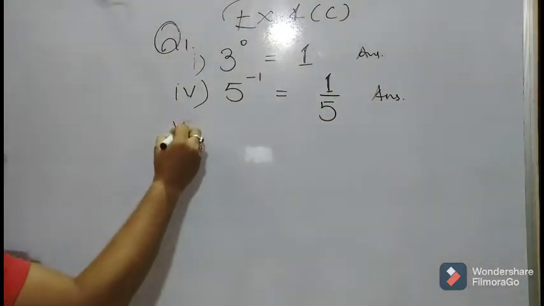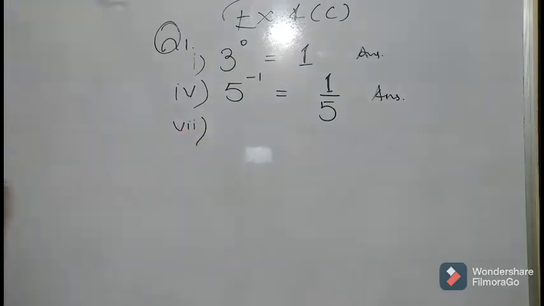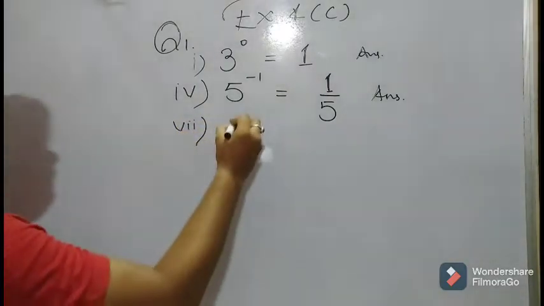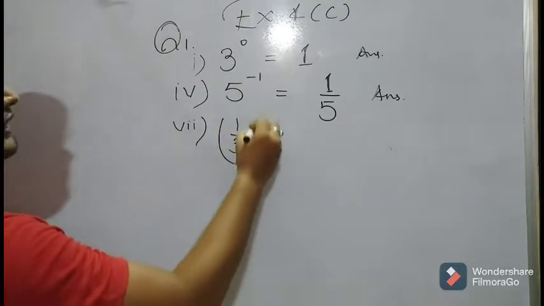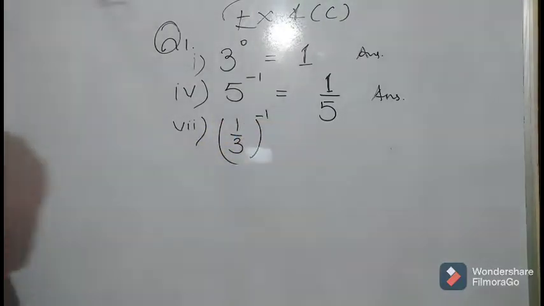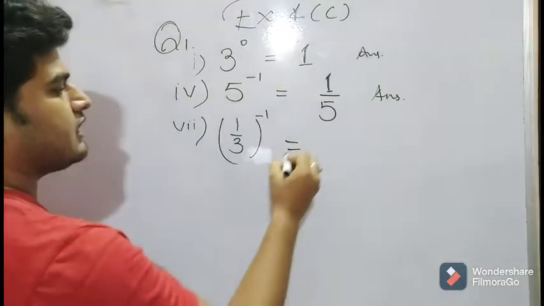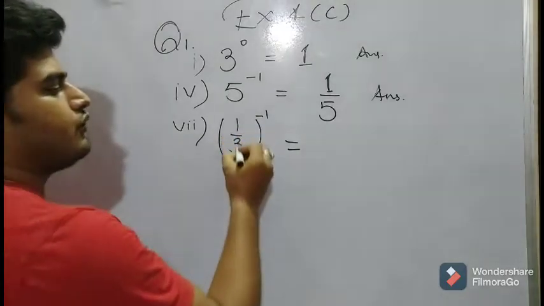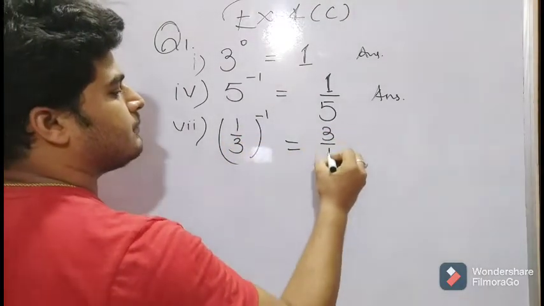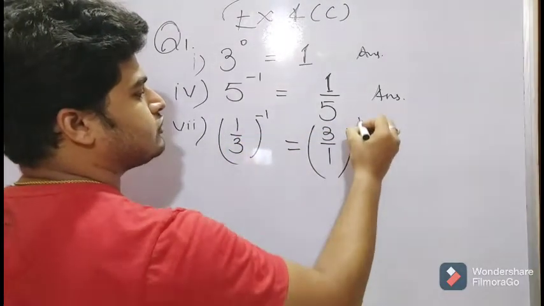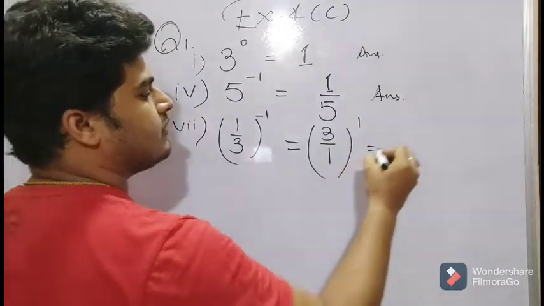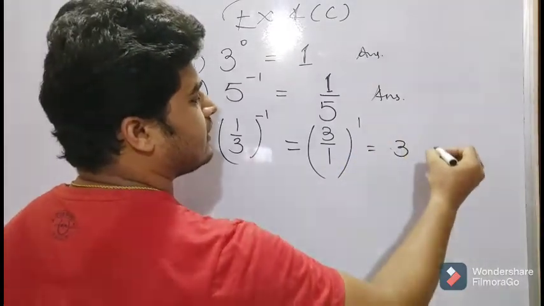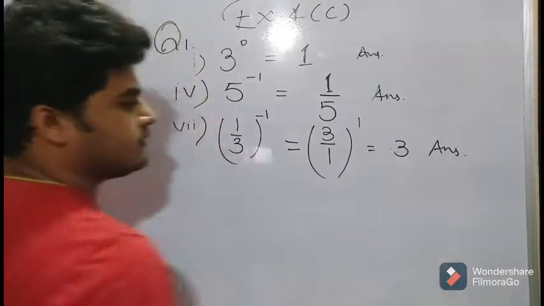Then the seventh part. It is saying 1 upon 3 raised to the power minus 1. Now when there is a negative sign in the power, the fraction gets reversed. So 1 upon 3 will become 3 upon 1 raised to the power 1. So 3 upon 1 is 3 and 3 to the power 1 is 3. So the answer will be 3.